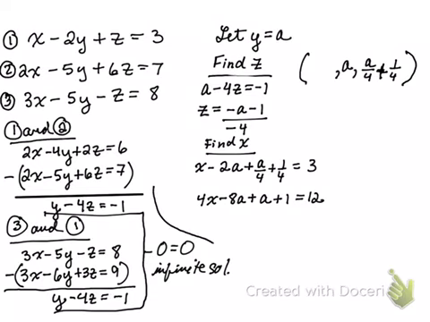Let's put a barrier there. 4x equals, negative 8a plus a is negative 7a, so I need to add 7a to the right side, and then I've got this 1 that I'm subtracting, so that'll be 12 minus 1 is 11, and x is equal to 7 over 4 a plus 11 over 4.